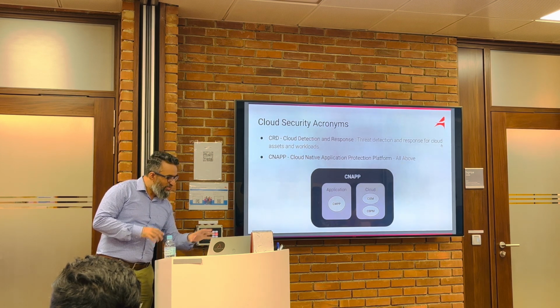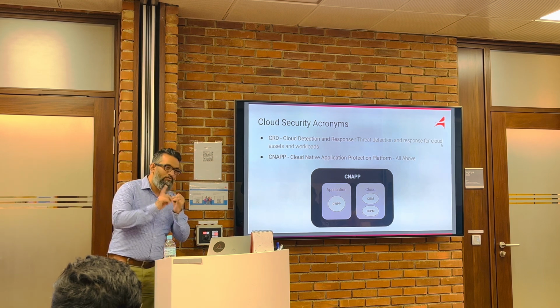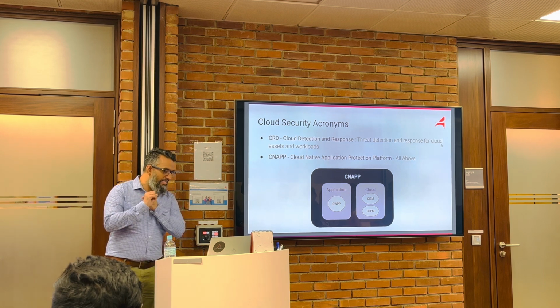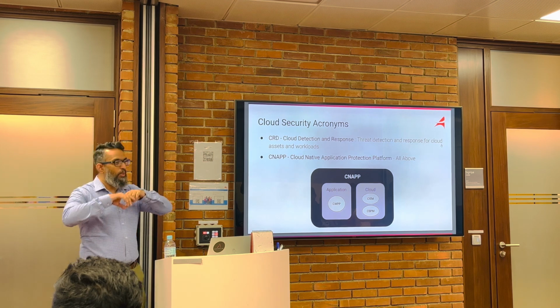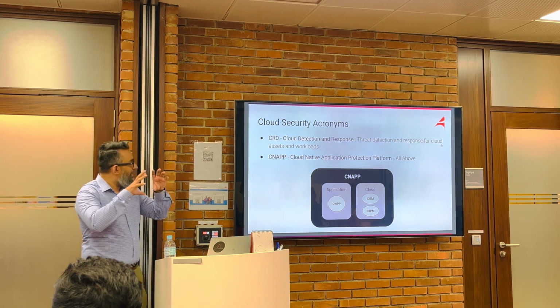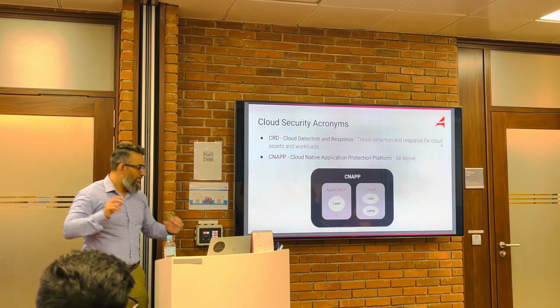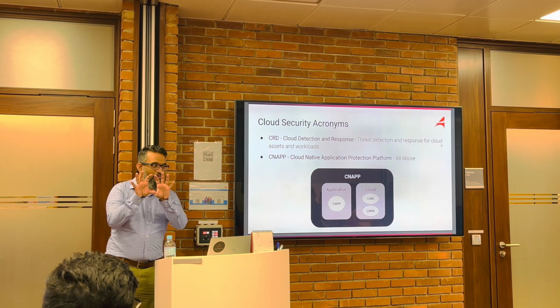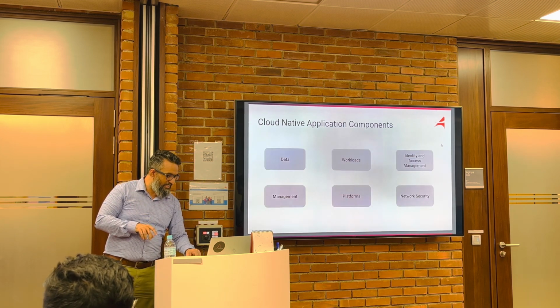Okay, so you have basically four main things, right? You have the workload, you have the identity, and you have the cloud side or the Kubernetes side, and then all of that is called the cloud native application platform, right? So you have the application as well as the cloud together, and that is where you need to protect it.